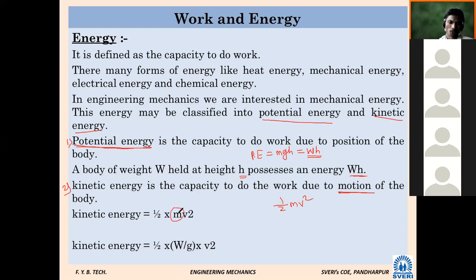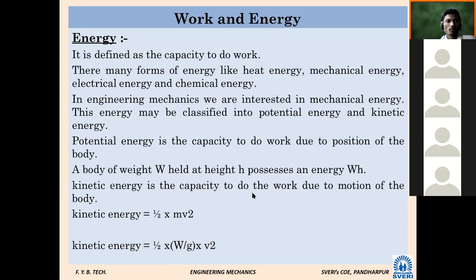Again we know the value. In our mechanics we are taking W is equal to mg, therefore m is equal to W upon g. So here it becomes W upon g v square. So kinetic energy is 1/2 into W by g into v square. So this is kinetic energy and potential energy. Again it is basic only, nothing new in this.